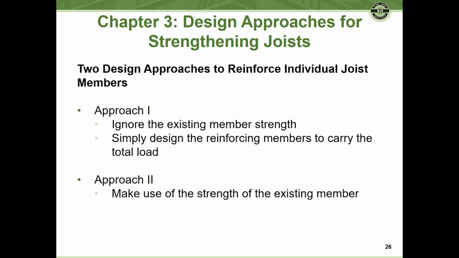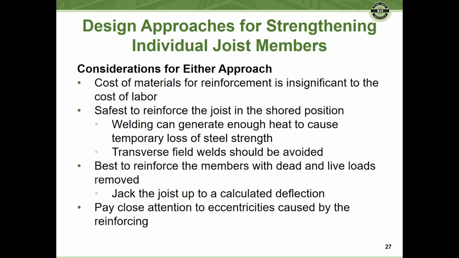So starting in Chapter 3, we're going to talk about design approaches for strengthening joists. And really, there's kind of two design approaches. Approach one is to ignore the existing member completely and simply design the reinforcing member to carry all of the loads that are required. Approach number two is to make use of the strength of the existing member. So the existing member carries a certain amount of force, and then the reinforcing member carries the additional required force.